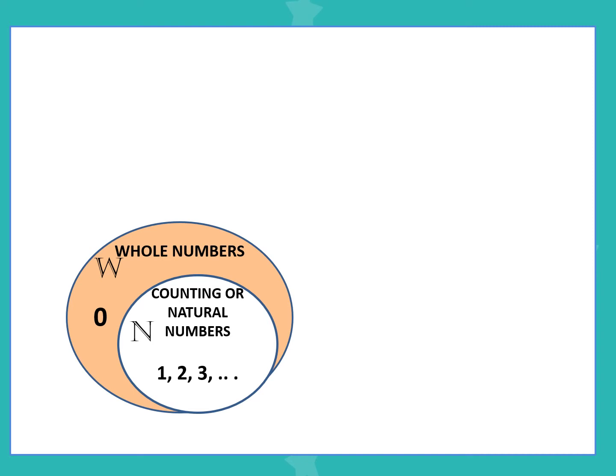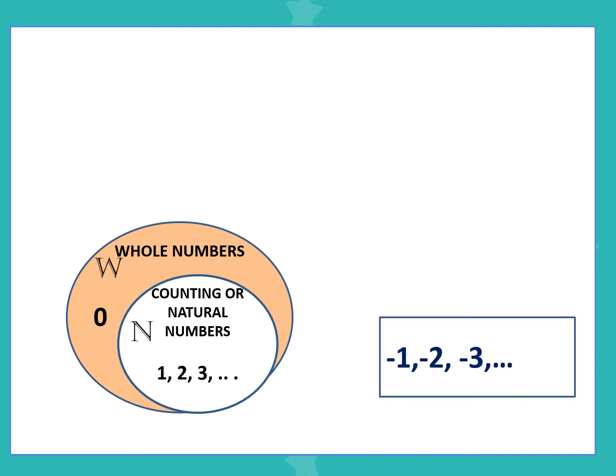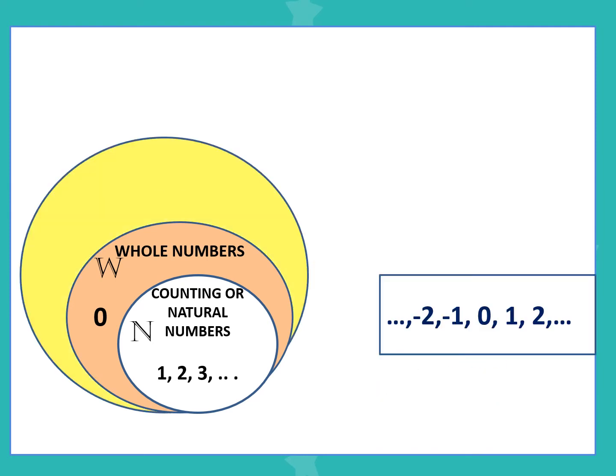And when we grow older, we learn negative numbers. The set of whole number plus the negative numbers form an integer. Integers are the set of whole number plus negative numbers. So we have 0, 1, 2, 3, and so on. And we have negative 1, negative 2, negative 3, and so on. Lahat ng elements ng whole number at counting number ay integers, denoted by Z.